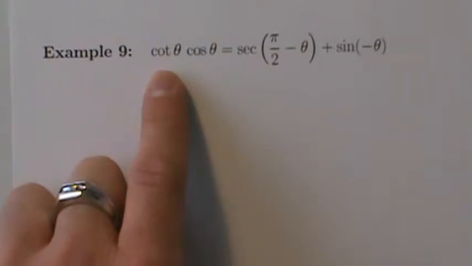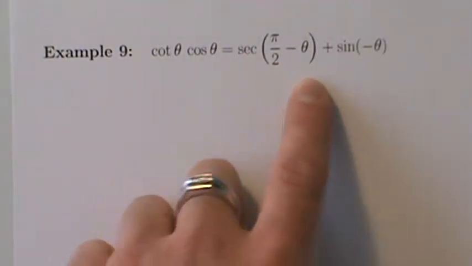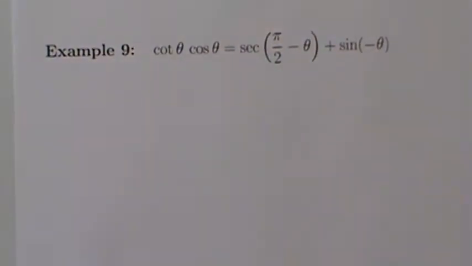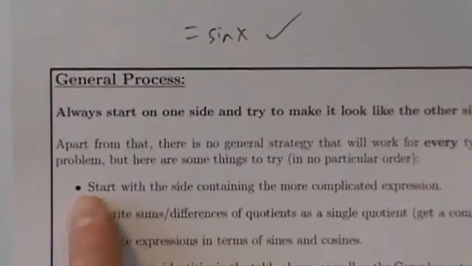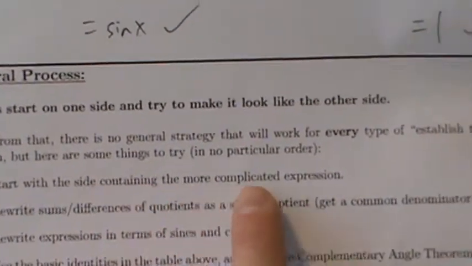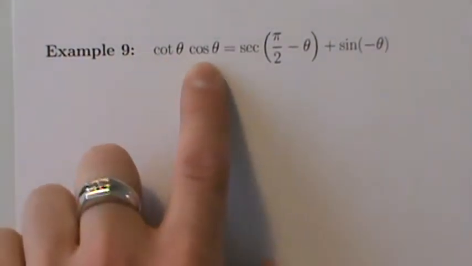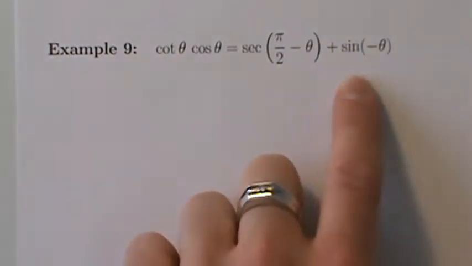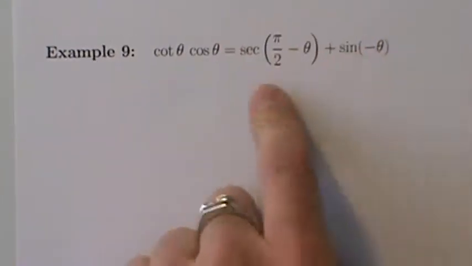So cotangent of theta times cosine of theta equals secant of pi over 2 minus theta plus sine of negative theta. Okay, so we'll go back to our general process here. From an earlier video, always start on one side, try to make it look like the other side, and usually start with the side with the more complicated expression. So the right-hand side is a little more complicated, even though here we're multiplying. We're not really multiplying anything over here, but here we have a pi over 2 minus theta, here's a negative theta.